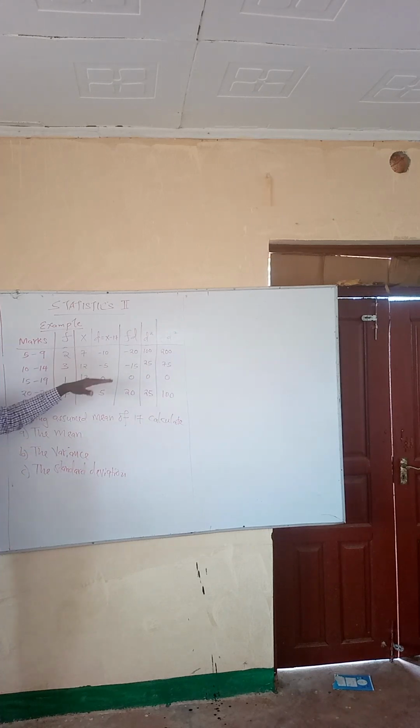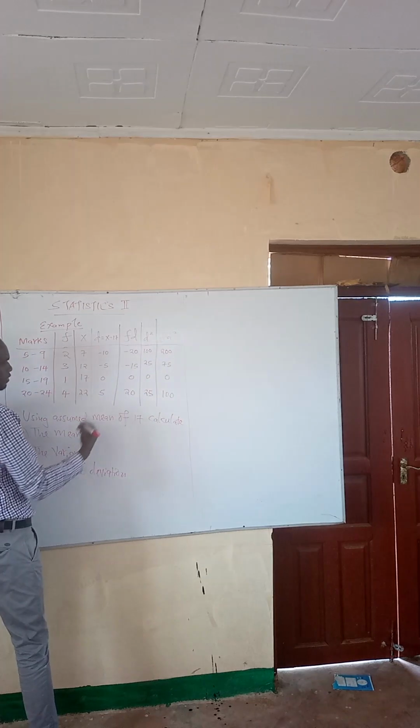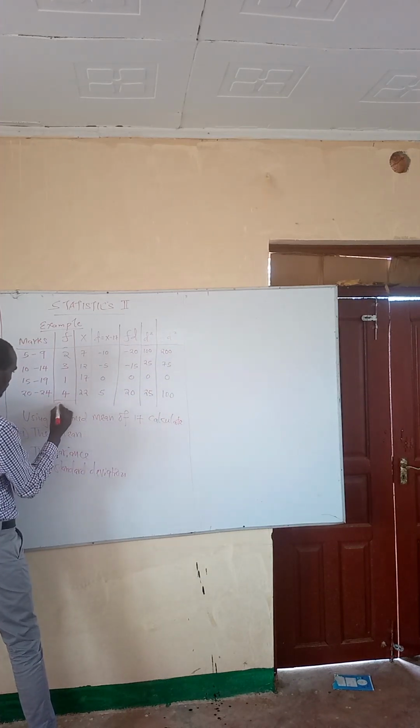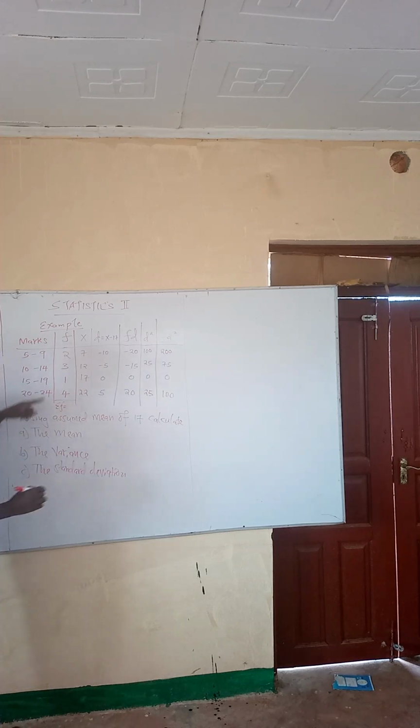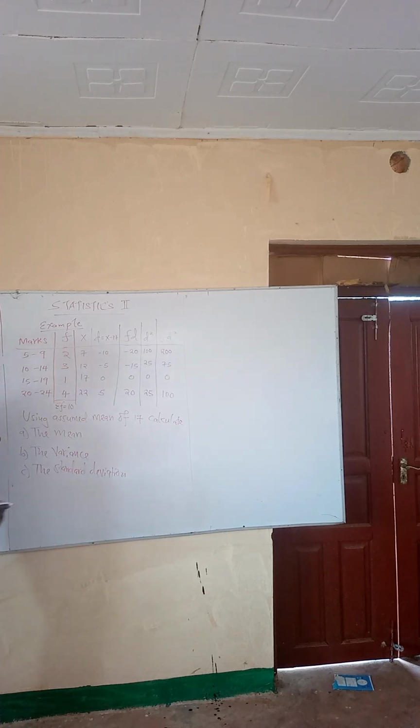Now, since we have the data, we are now going to get the sum of various columns. So, in this case, we are going to get the summation of f. 2 plus 3 is 5. 5 plus 1 is 6. 6 plus 4 becomes 10. So, our summation of f becomes 10.